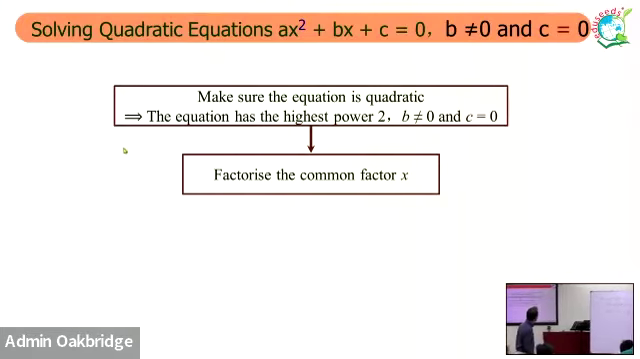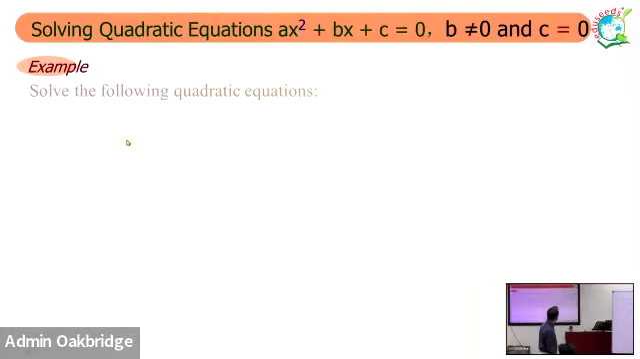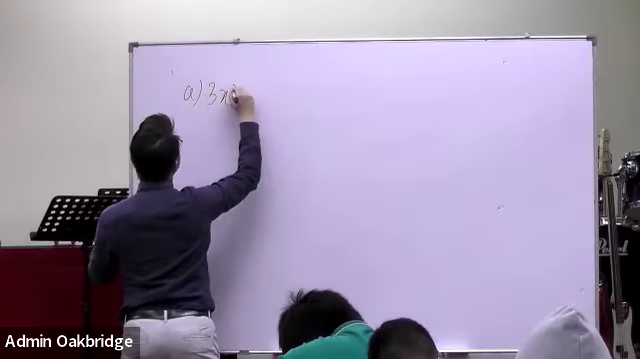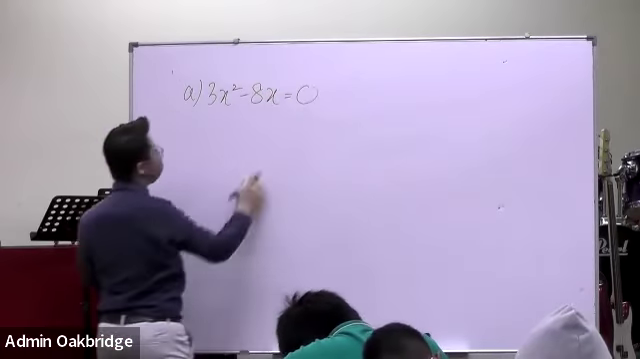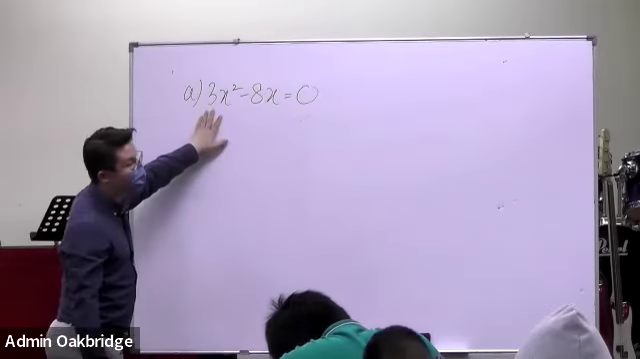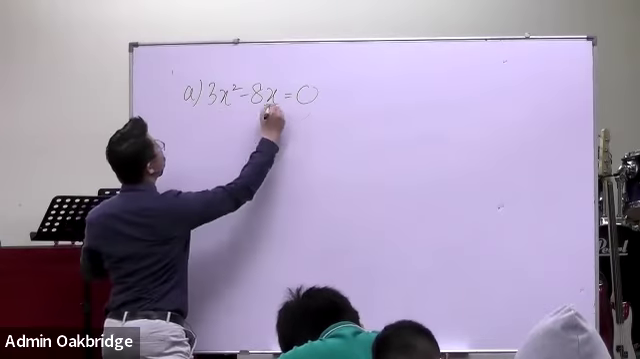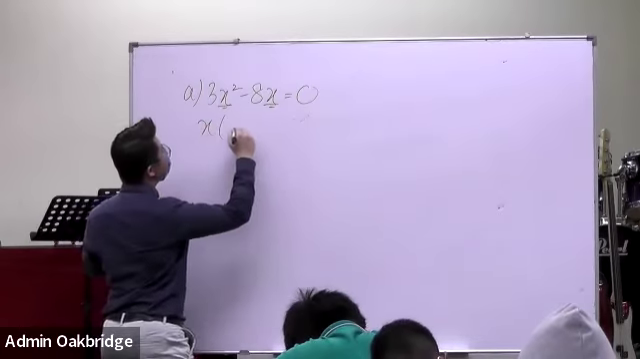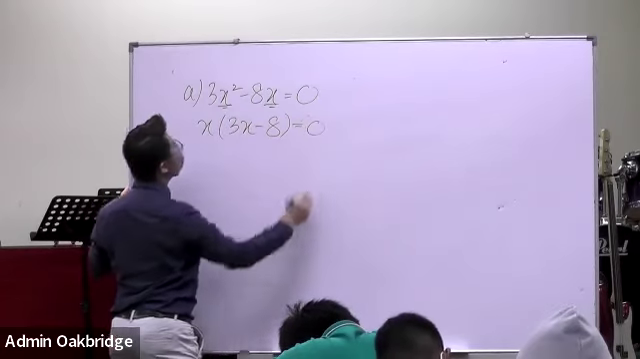We have the common factor x, and then solve for x. It's very easy. So let's look at these two examples. 3x squared minus 8x equals 0. This kind of equation has c equal to 0, but b is not 0 and a is not 0. You notice that they have a common factor of x, so you can just factorize out the x, and then equate this to 0.